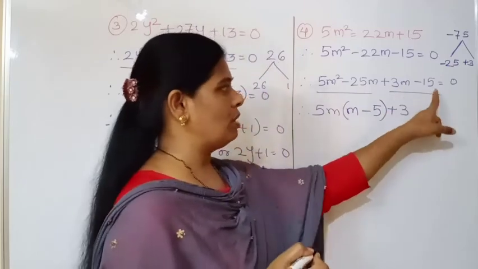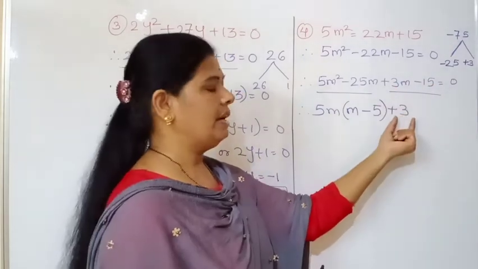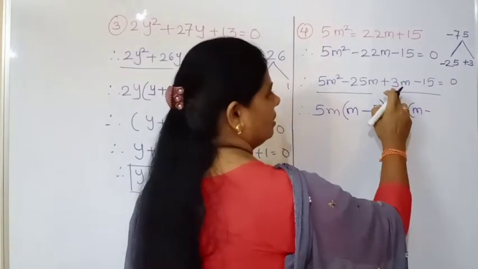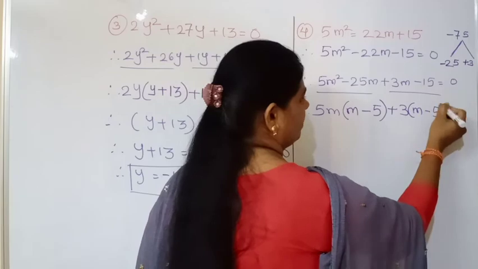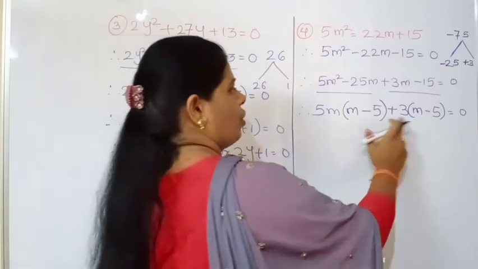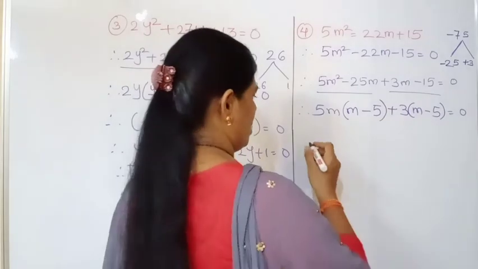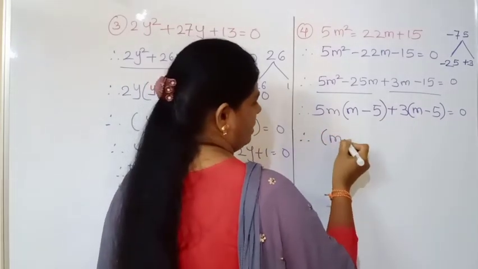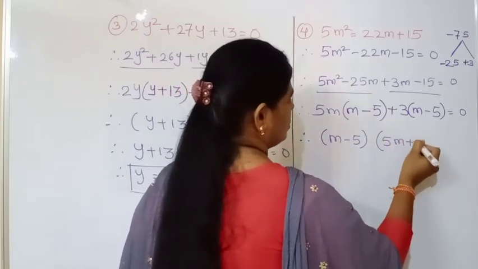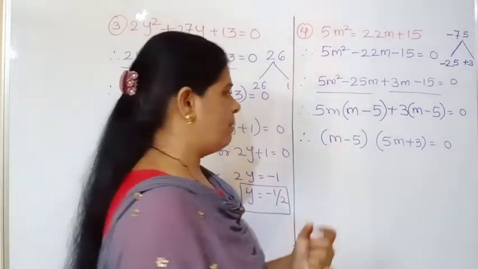M will not be common because there is no m in 15. Now there is 15 in the table of 3, so we can take 3 as a common factor. And in the bracket it will be m minus 3, how many is a 15? 3 5s are 15, is equal to 0. So as you can see here, both the brackets are same. Now we will make the proper factors. Therefore, m minus 5 is our first factor and the other is 5m plus 3. So we have made the two brackets now. You have to form the two brackets.